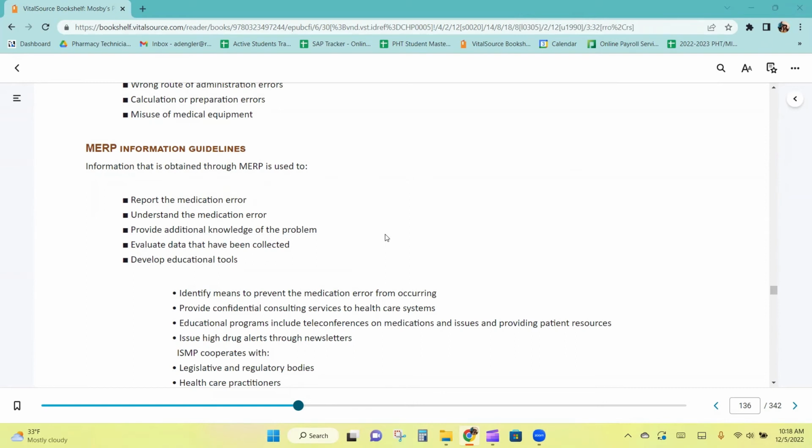So, the MERP information guidelines: information that is obtained through MERP is used to report the medication error, understand the medication error, provide additional knowledge of the problem, evaluate data that has been collected, and develop educational tools.